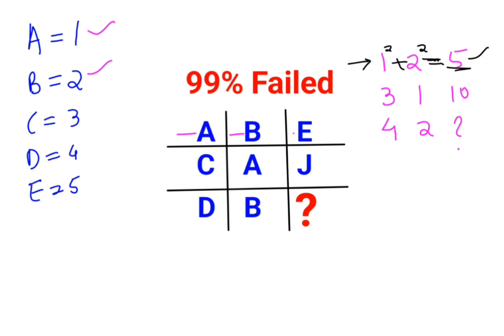But now let's check whether it's applicable for the second row as well. So 3 square plus 1 square. That also gets you 10. So this is correct. So the answer for this question mark should be 4 square plus 2 square. That is 16 plus 4, which gets you 20.